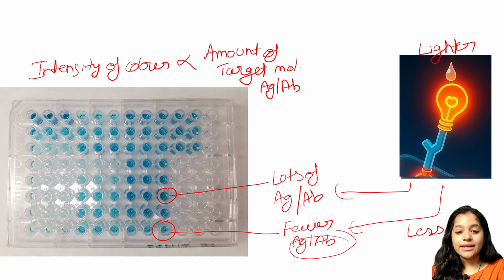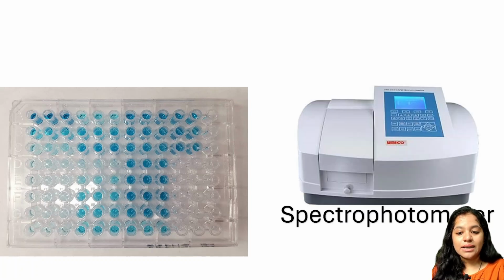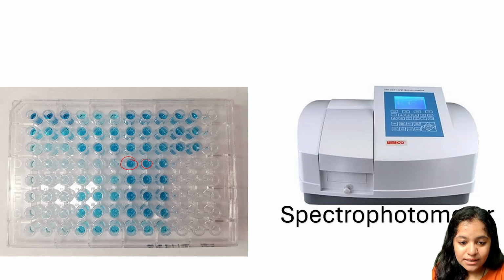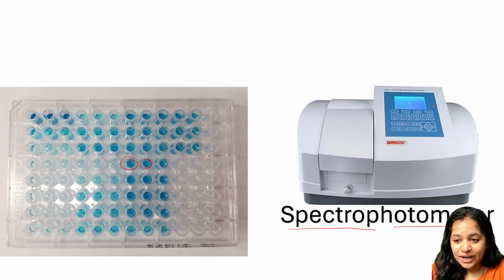Okay. Till now, whatever I have told you is the principle of ELISA. Clear? Now we will move on. The whole intensity of color, we can't see it with our naked eye. It's very subjective. So we measure it with this spectrophotometer. This is the machine which gives us the final result of ELISA. Clear?